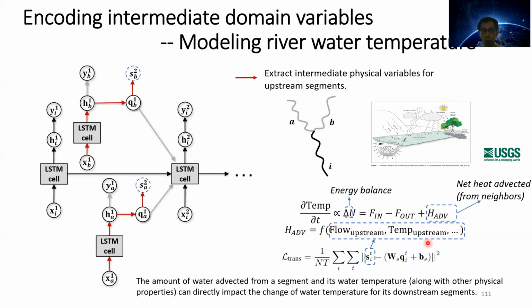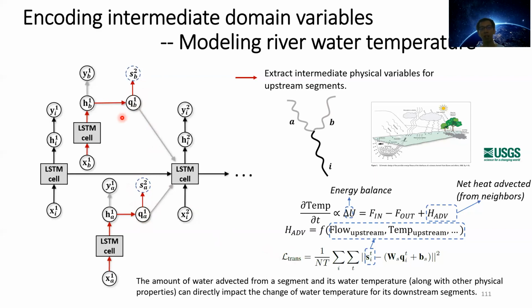So what we do is we represent these intermediate physical variables using the symbols SA and SB in these dashed circles. And then we define a new loss function such that we can extract them. By minimizing this loss function, we are trying to ensure that we can extract this set of intermediate physical variables SA and SB from these hidden units QA and QB.